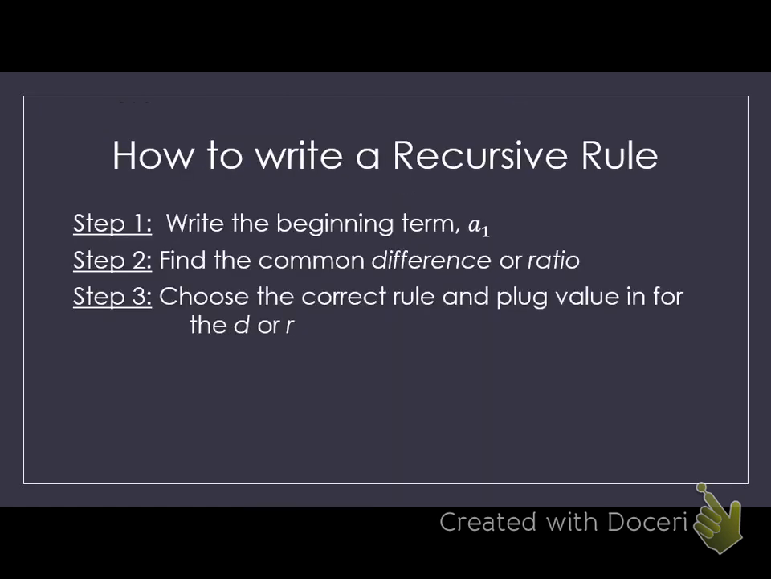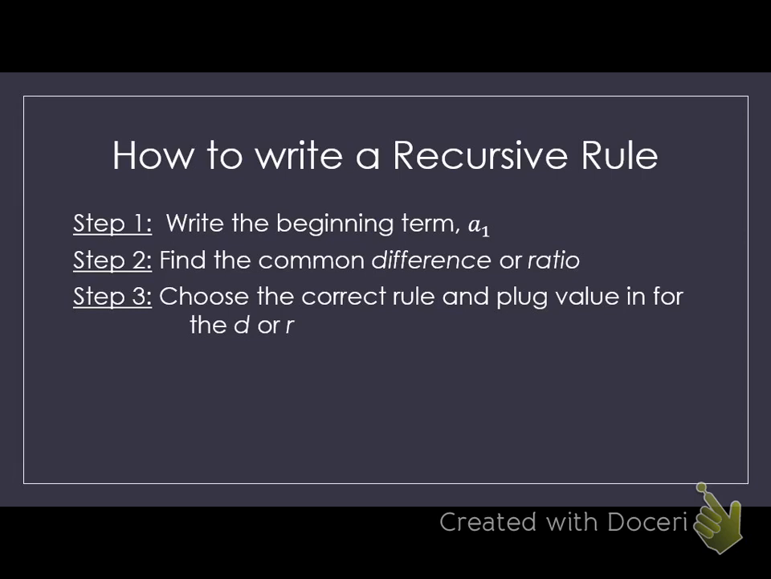All right. Now, how to write a recursive rule. So we already know that the first thing we have to identify with the recursive rule is the first term. So step number 1 is to write the beginning term. Step 2 is to find the common difference or ratio. So this is where what we did yesterday comes back into play.